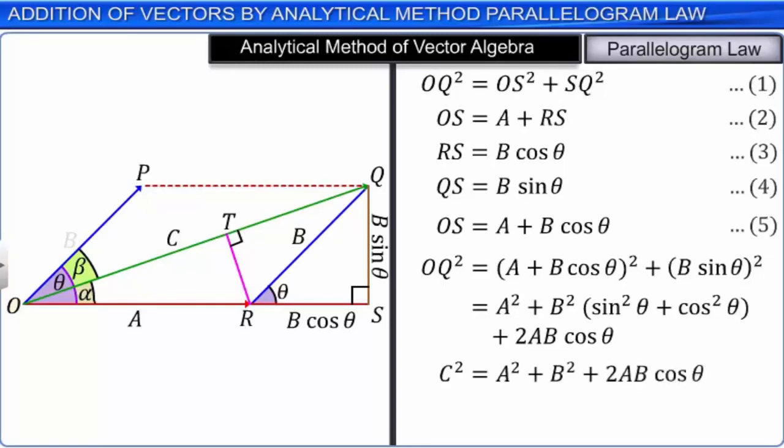This equation is known as the law of cosines. Using this, we can find the magnitude of the resultant vector.